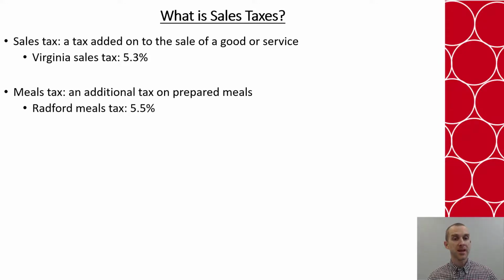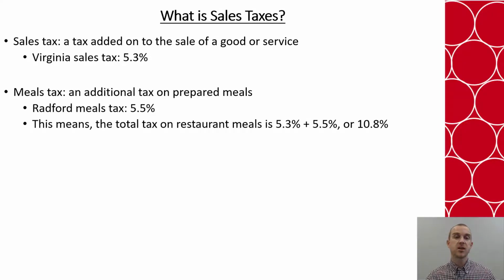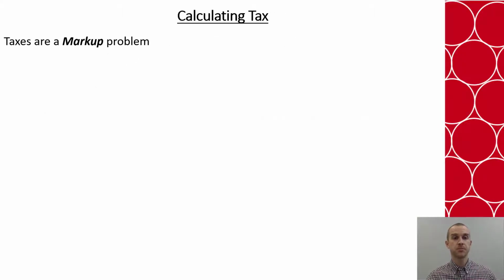In Radford, that's 5.5%. So that means if you actually get your final bill, what you're paying is not 5.5%, but it's the 5.3% for Virginia sales tax and the 5.5% for the meals tax. So you end up paying a total sales tax of 10.8%.